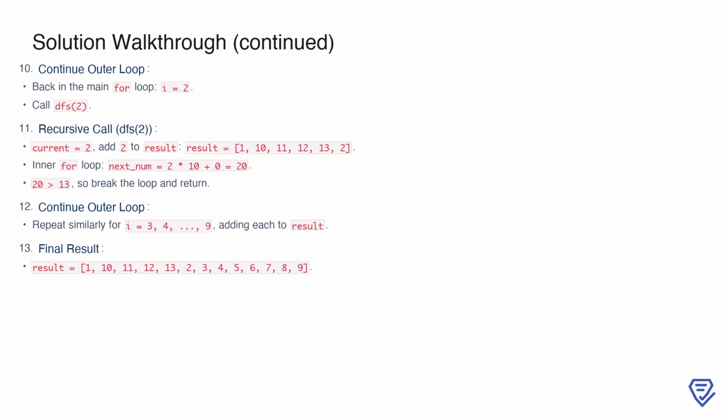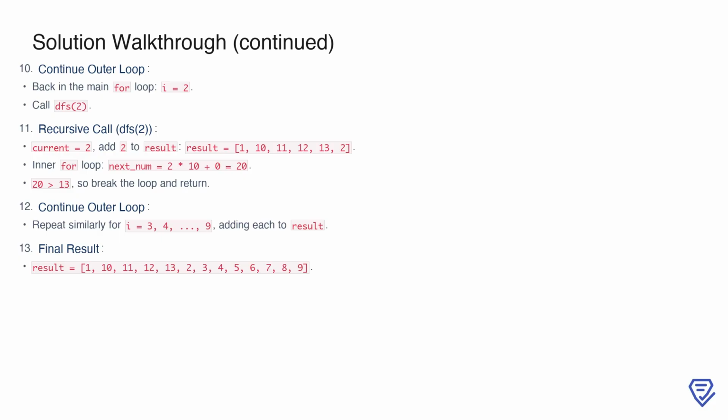A call to DFS(2) is made, setting the current number to 2 and adding it to the result list, which becomes 1, 10, 11, 12, 13, 2. In the inner loop of DFS(2), we calculate the next number as 20. Since 20 is greater than 13, we break out and return to the outer loop.